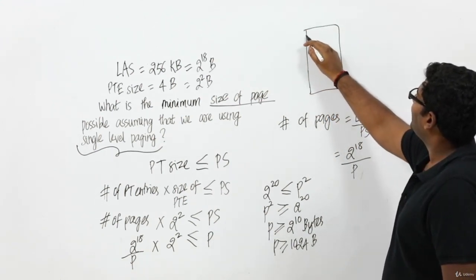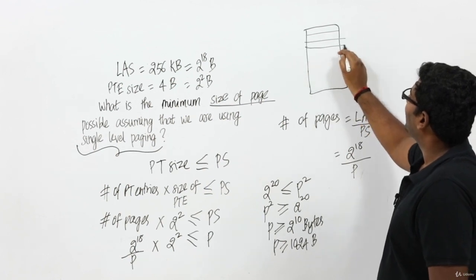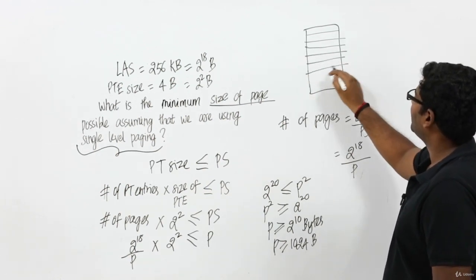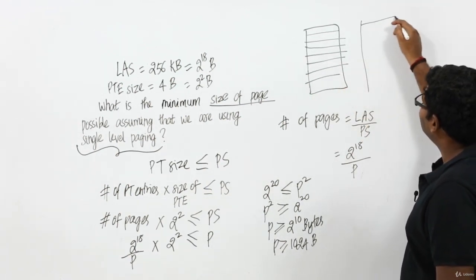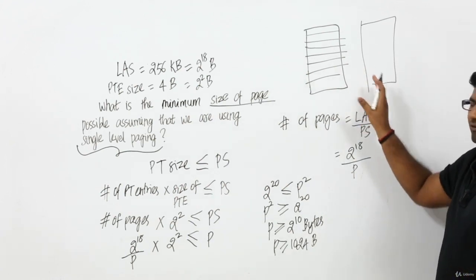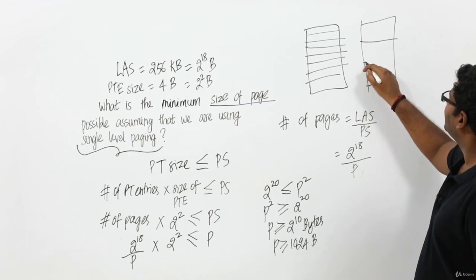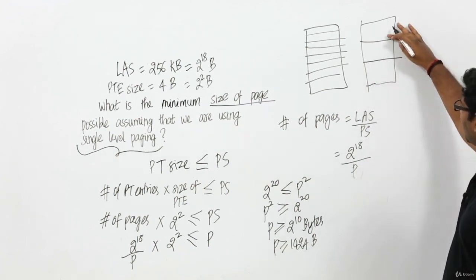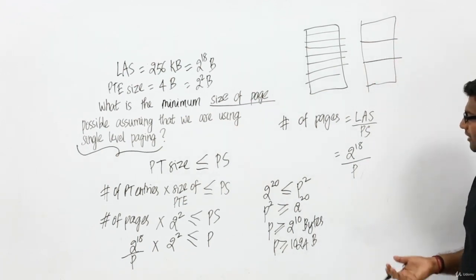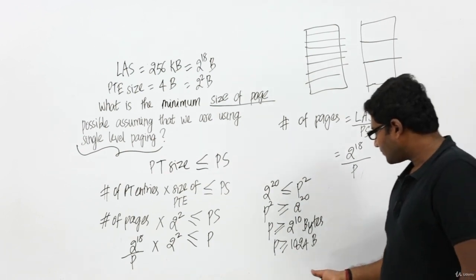Now in case I take the page size to be very small, the number of pages will become more, right? Whereas for the same logical address space, that is important, for the same size of process, in case I increase the page size, the number of pages will come down, right? That is what I am trying to say here.